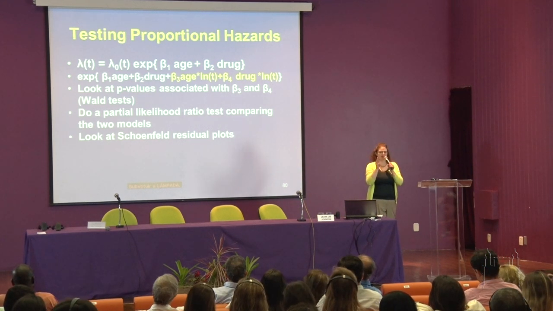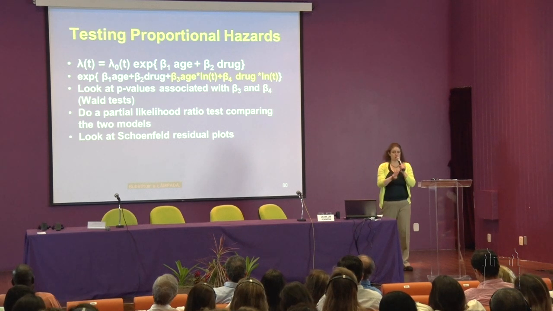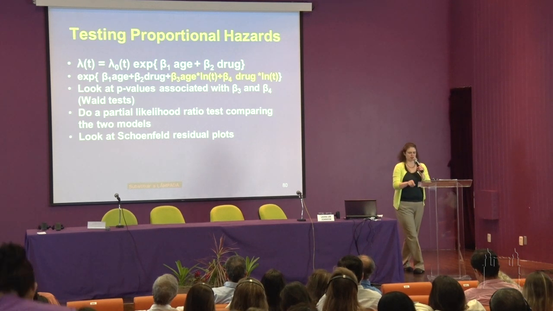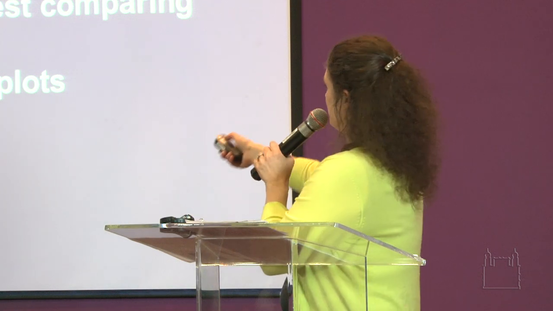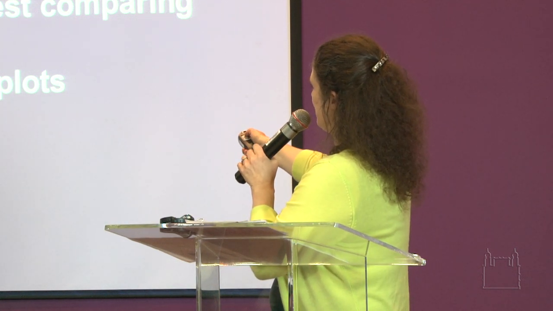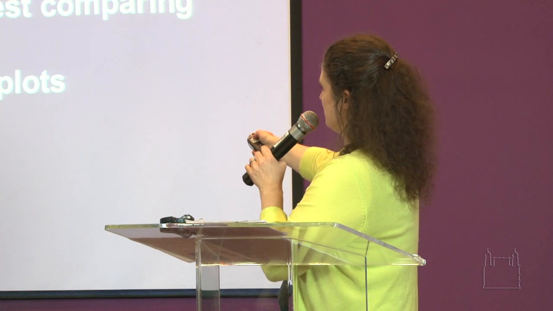There are three things you have to look at to determine this issue of proportional hazards. Number one is something called a Wald test. That's the p-value. We're going to look at these on the next slide. So the p-values associated with beta 3 and beta 4. I'm going to look at what the hypothesis test is on that other beta.